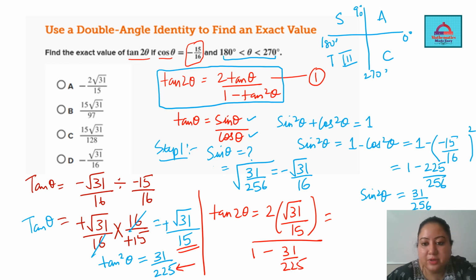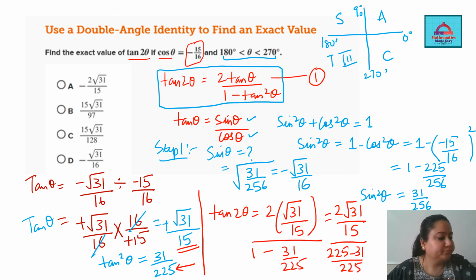Okay, so let's simplify. Now this is mere calculation that we are doing. So this is 225 minus 31 over 225. Simplify your answer a little bit. So I'm going to use the calculator here. 225 minus 31, that's 194. And now you simplify it a little bit more, and after simplification, the 15 from here is going to cancel, so the final answer would come out to be option B. So just double check your answer, finish up your calculation.